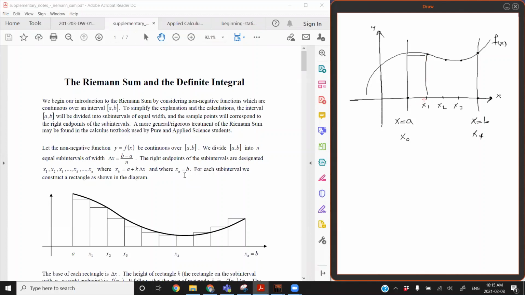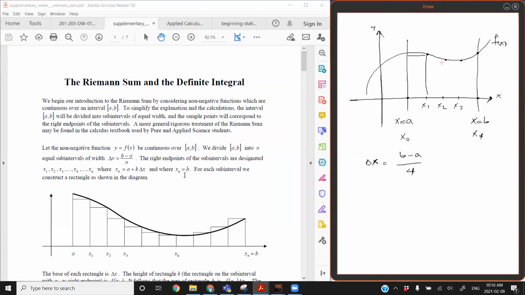So the base of this rectangle, I'm going to call the base delta x. It's going to be exactly the distance between a and b, so b minus a, divided by 4. That would be the base of this rectangle. I just found the distance from a to b, which is b minus a, and divided that by the number of rectangles, or the number of partitions that I have. That would be this length. And the height of this rectangle is going to be f of x1.